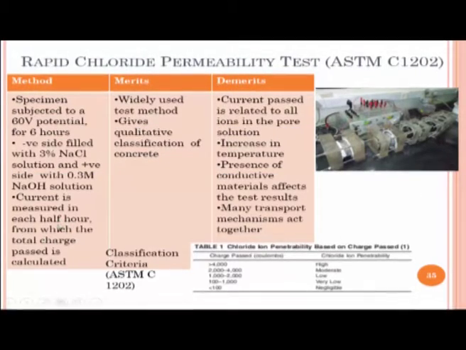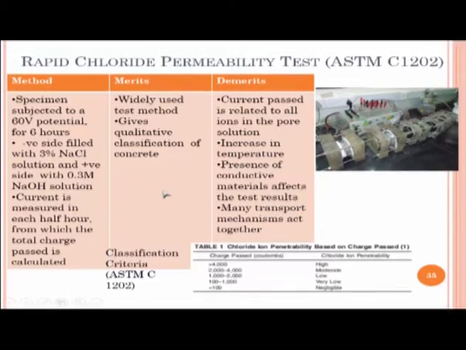Current is measured every half an hour, and then for a total of 6 hours you measure the total charge. You know that charge is equal to current multiplied by time. Over a period of 6 hours you measure the total charge that passes through the concrete. And this charge once again is qualitatively related to the chloride ion penetrability of the concrete. If you pass more than 4000 coulombs of charge, that is a very high permeability concrete. 2000 to 4000 is moderate, 1000 to 2000 is low, 100 to 1000 is very low, and less than 100 is negligible. This is the criteria given by the standard that governs this test method, that is ASTM C1202.